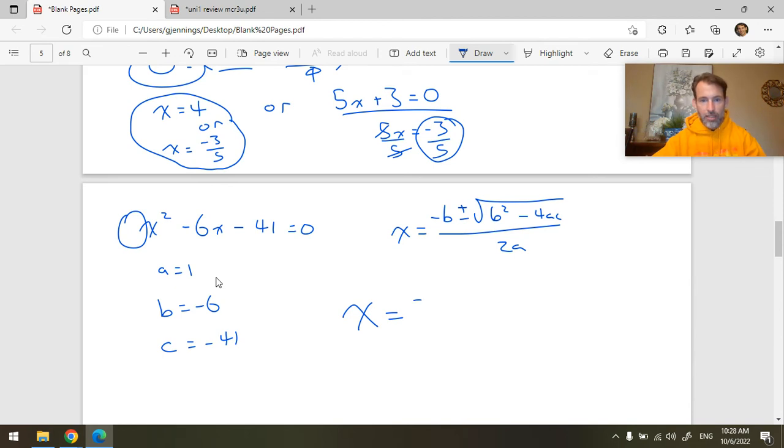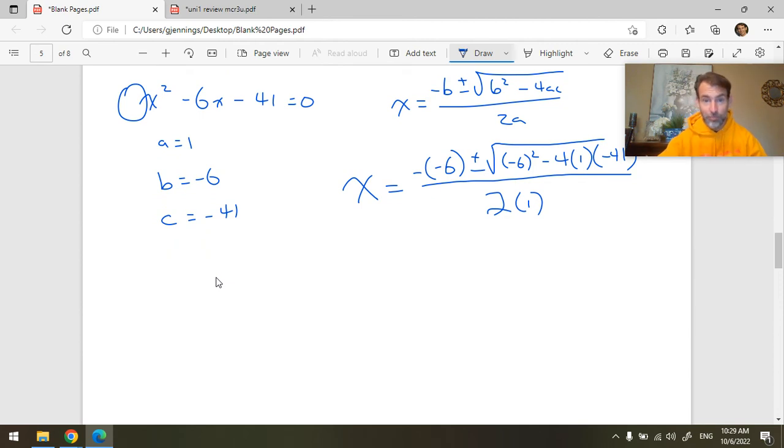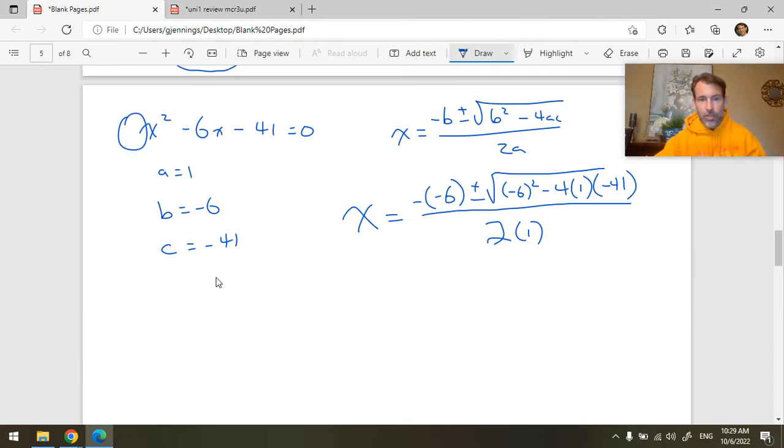Okay, so negative b, negative 6. That's a 6 now, not a b. Plus or minus the square root of negative 6 squared minus 4 multiplied by a multiplied by c, negative 41, all over 2 multiplied by a. And if you skip the substitution of 1, no problem. I wouldn't put it in myself unless I was being a math teacher. Okay, so now we evaluate with BEDMAS and don't make any sign errors.